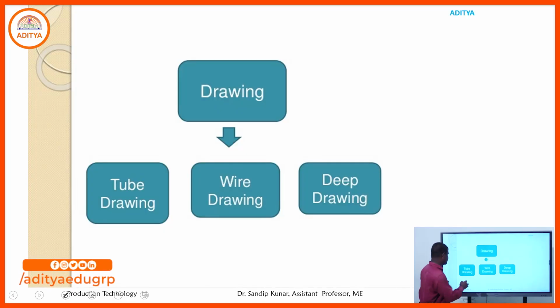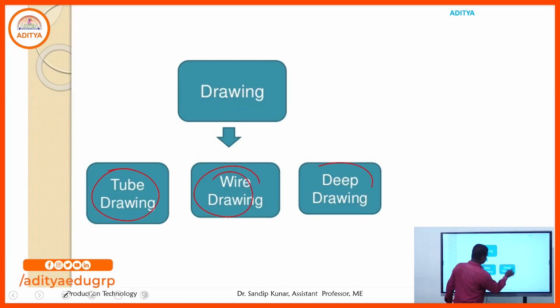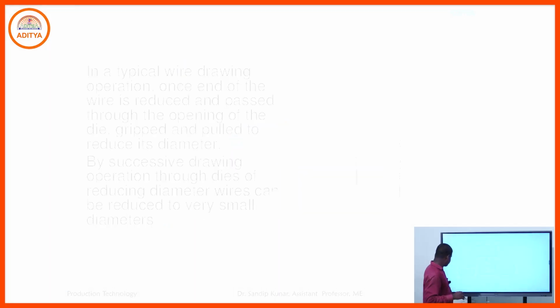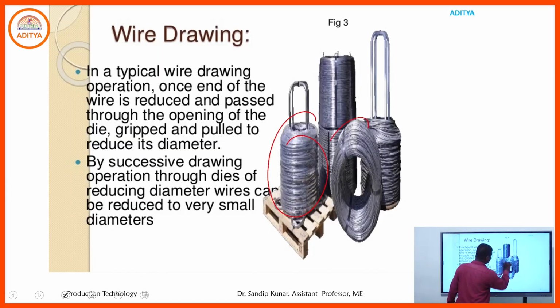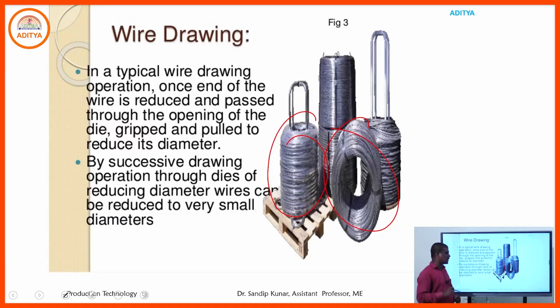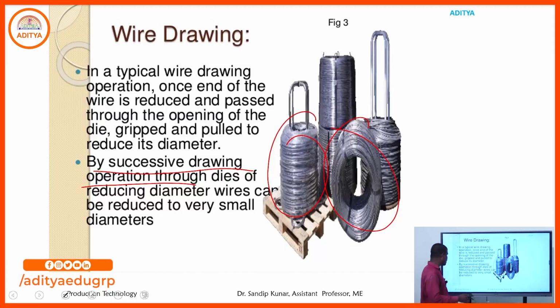After designing the die, we produce the wire by using the wire drawing process. Generally there are three types of drawing: tube drawing, wire drawing and deep drawing. In wire drawing, here is the produced wire, a bunch of wire. The wire is passed through different die openings, grabbed and pulled to reduce the diameter, and by successive drawing operations through different dies, the wire can be reduced to very small diameters.